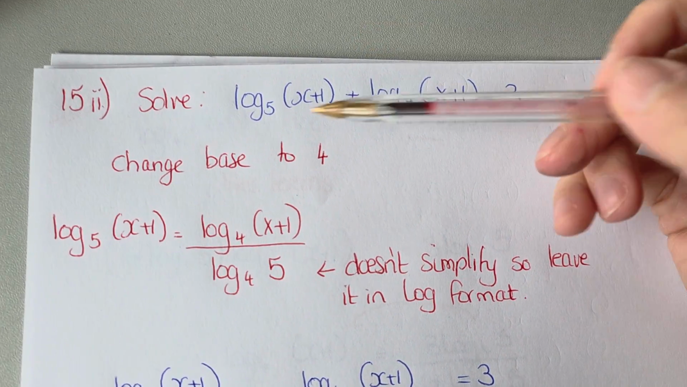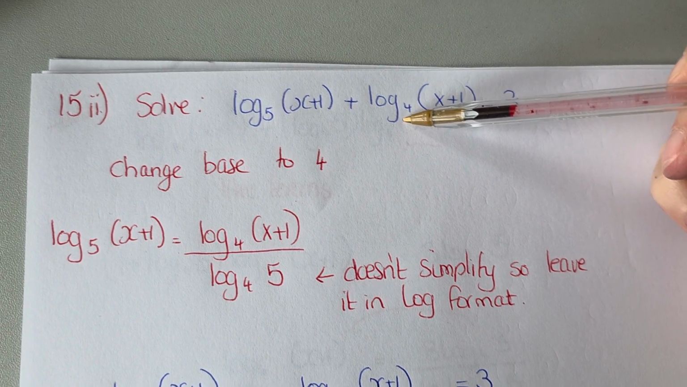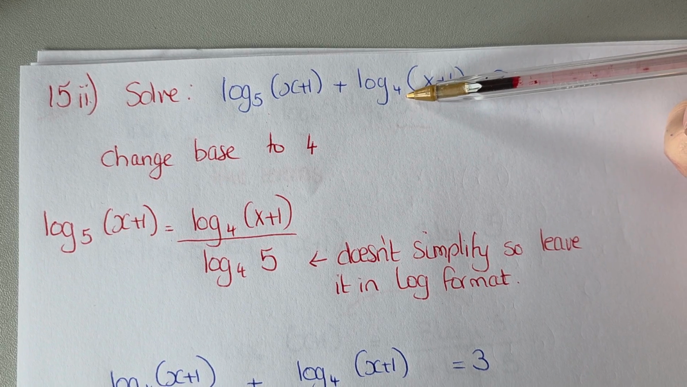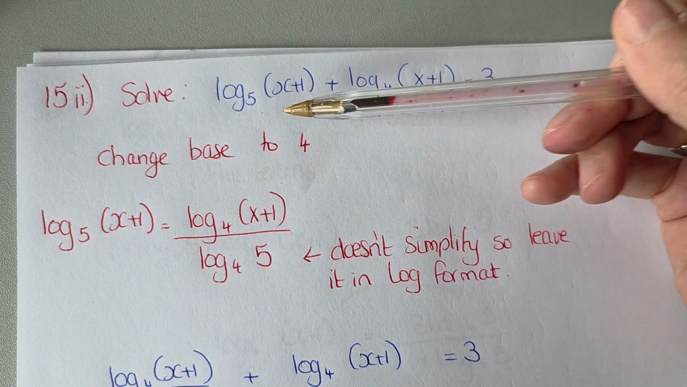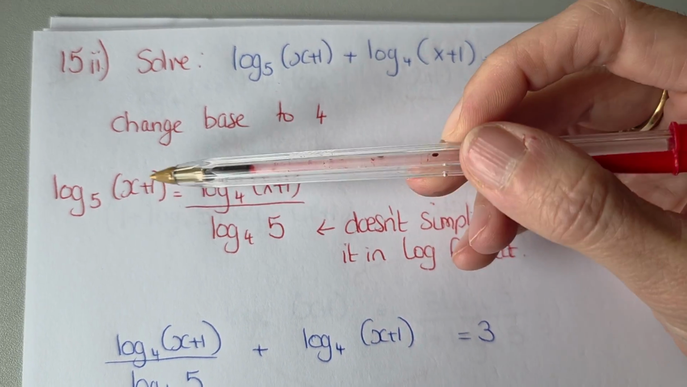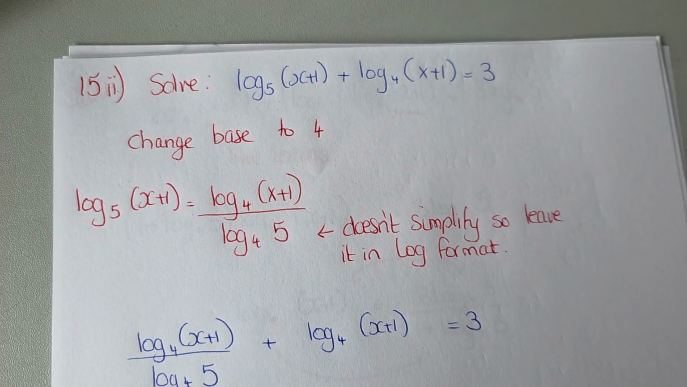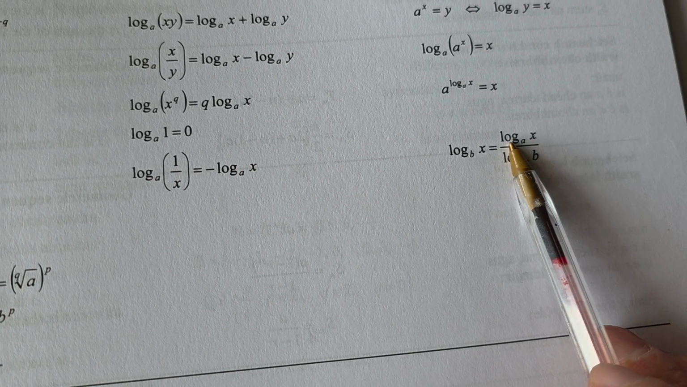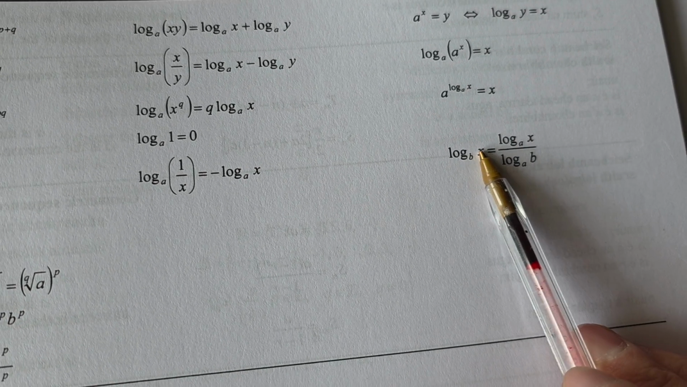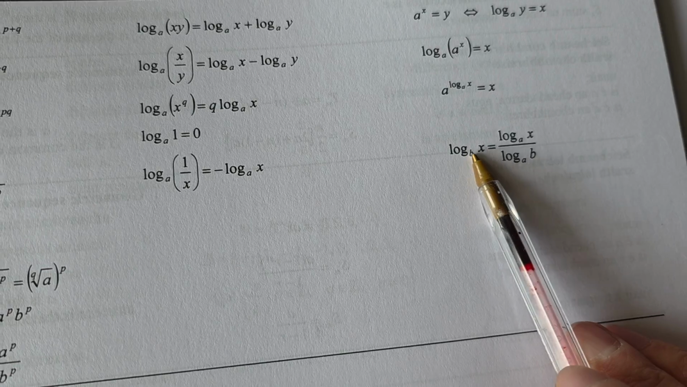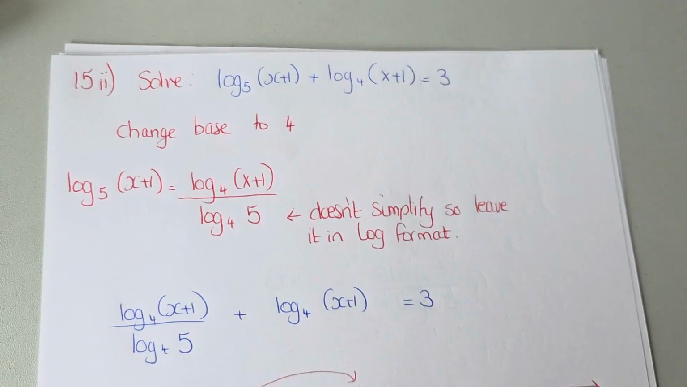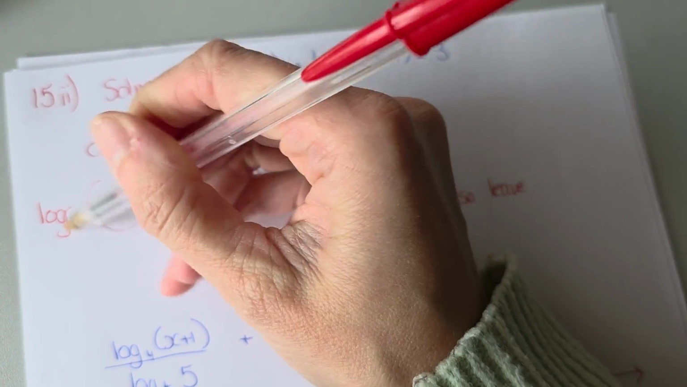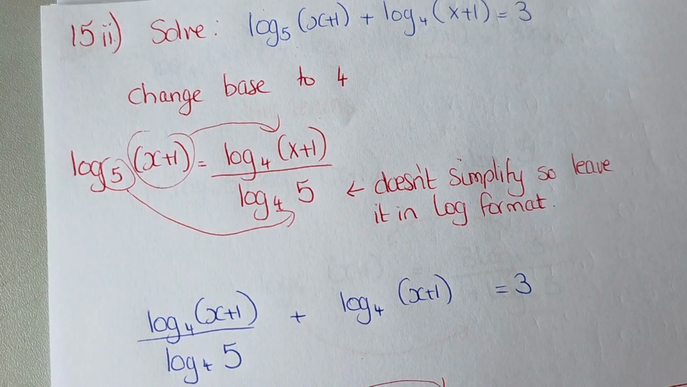15 part 2. They're in different bases again, so bring them all to the one base. I'd be inclined to go with whichever is the smaller of the two numbers, so I'll change it all to a base of 4. So that just means that one's fine. Change this one, log x plus 1 base 5. Again, you're using the rule in the log tables, the change of base rule. How do you change it? You put the log with a base of 4 above and below. Then whatever's here goes on top, and that little base number there goes underneath. Okay, so you can see x plus 1 goes on top, and the 5 goes underneath.